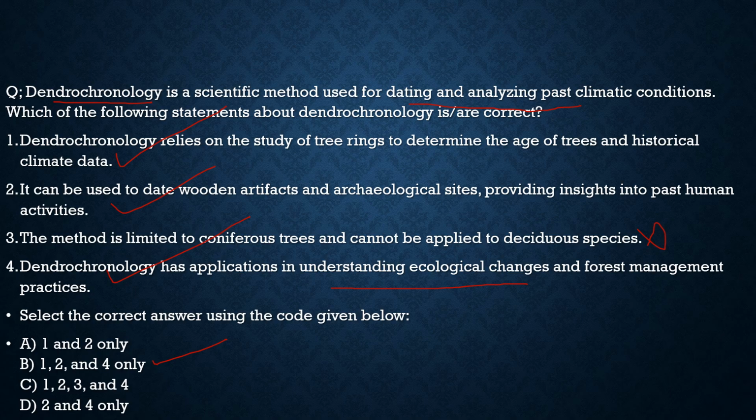So by solving this question, I hope you got the basic idea about dendrochronology, how it can help us in estimating the lifetime of the tree, what the climatic conditions were, and how it has evolved. So it is a very important branch to understand evolution too. So with this, let's move to another question and get more idea.